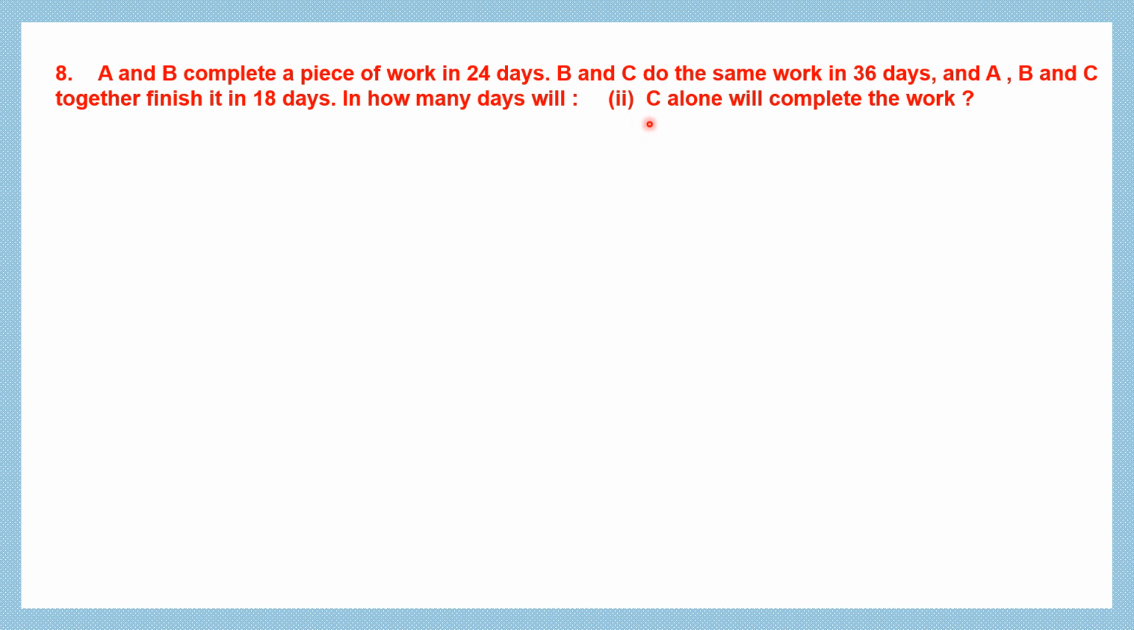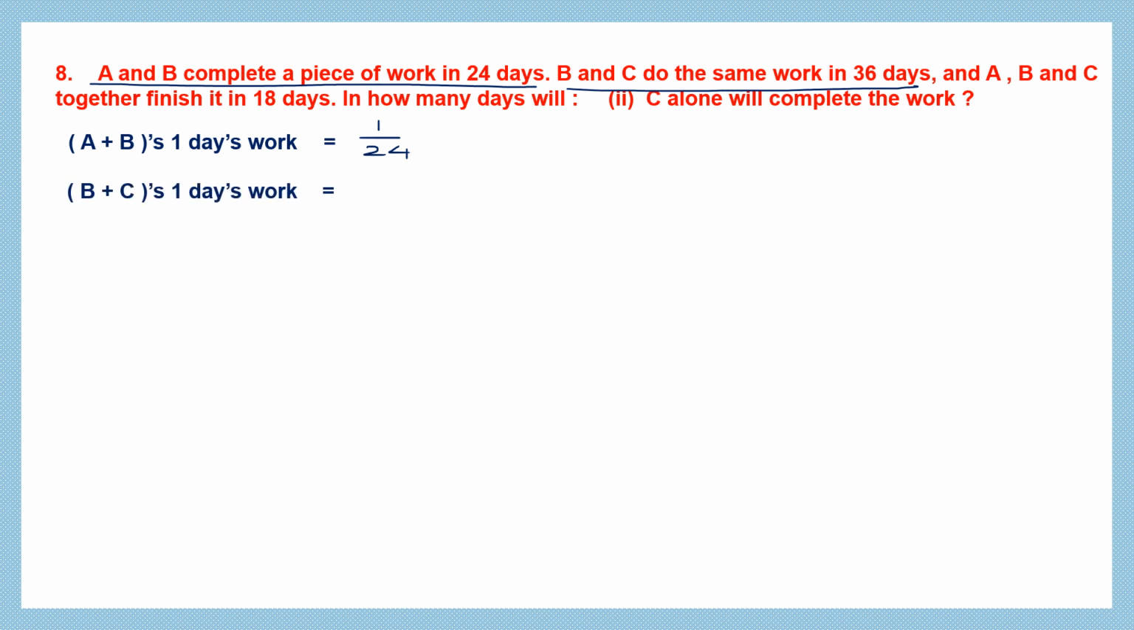Now the second question here is in how many days will C alone complete the work? So again let's write all this. A plus B complete the work in 24 days. That means 1 day's work of A and B is 1 by 24. B and C can do it in 36 days. So B plus C's 1 day's work is 1 by 36. And A, B and C can do it in 18 days. So 1 day's work will be 1 by 18.